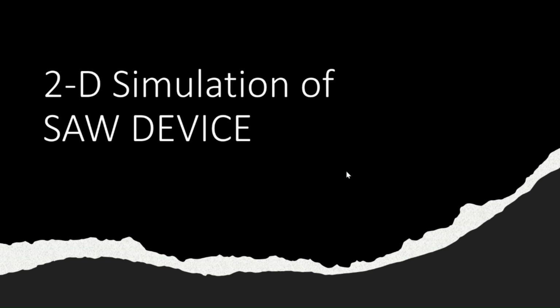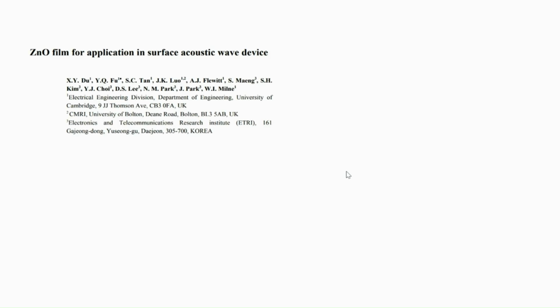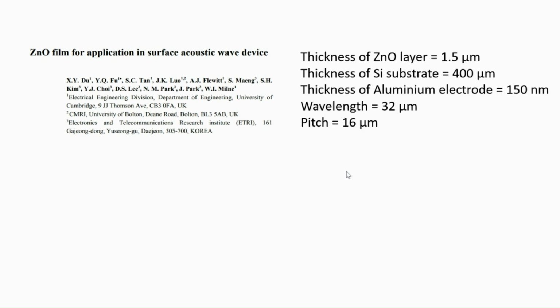Hello everyone. Today we are going to do a 2D simulation of a SAW device using COMSOL and find its resonant frequency. For that, I have taken a random paper. I'll put this paper in the description if anybody wants to see it. Have a look at it, and I'll put a link to this paper. In this paper, they have found the resonant frequency of a SAW device experimentally. So we can use this as an example for our simulation.